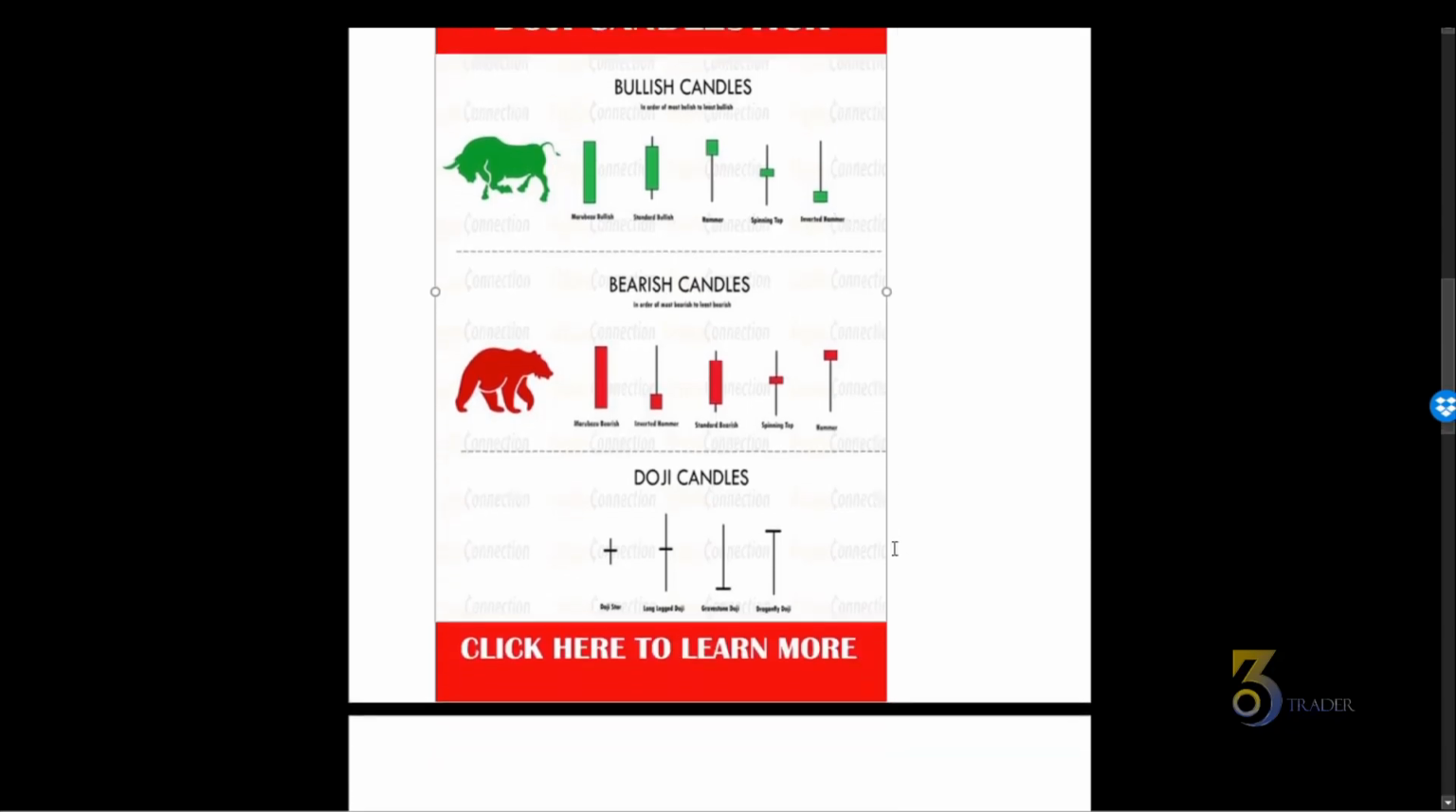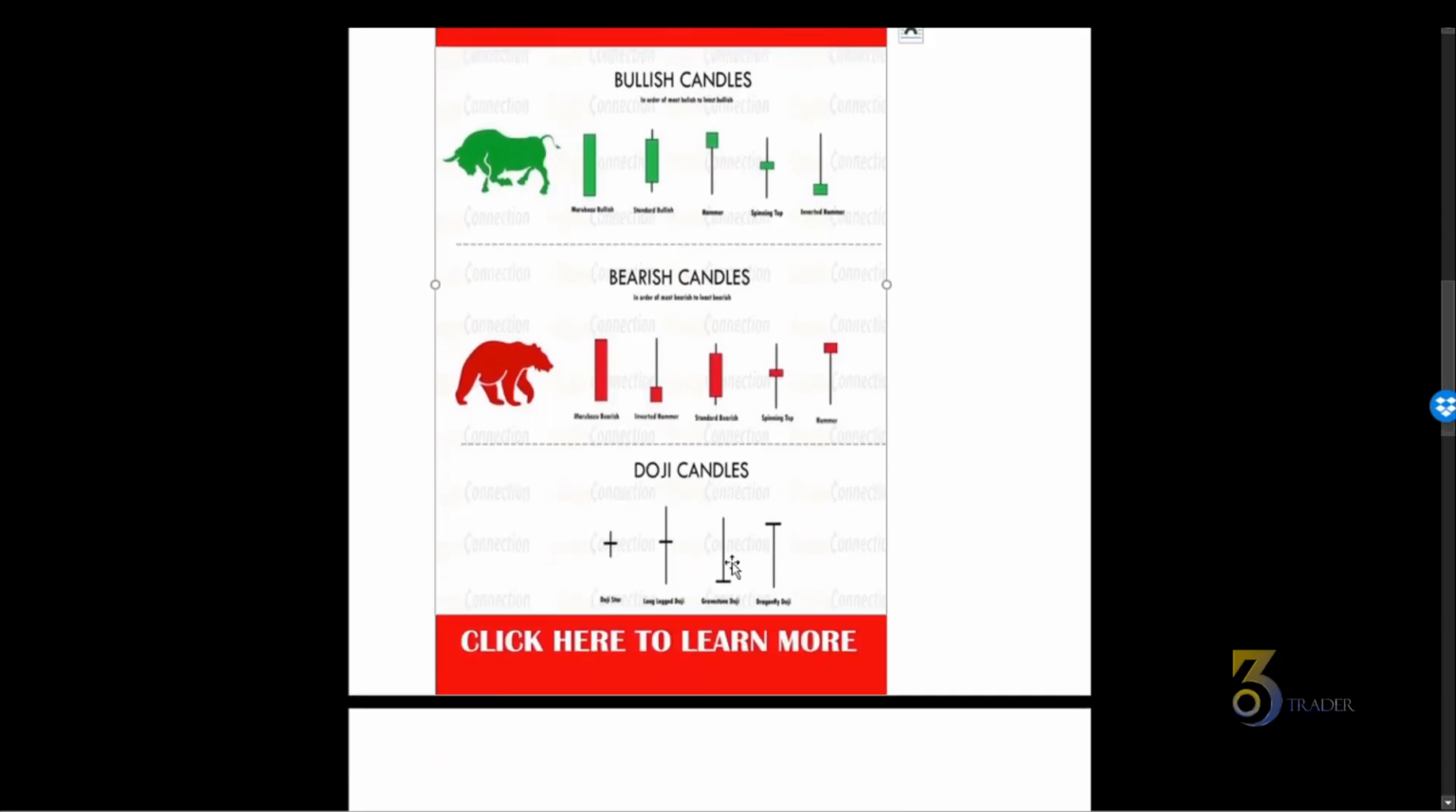Pin bar candles. All right. Dojis. Note on the dojis, there are no bodies. There are no candle bodies. All you have is wicks and a dash. So what does that dash mean? It means it closed where it opened. Whatever price it opened at, that's where it closed on the day. That's for all of these.